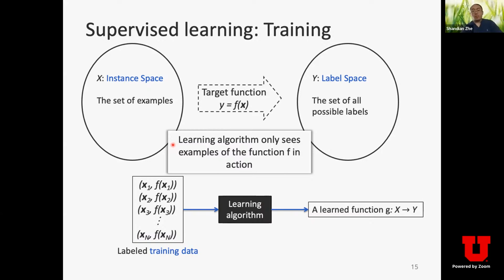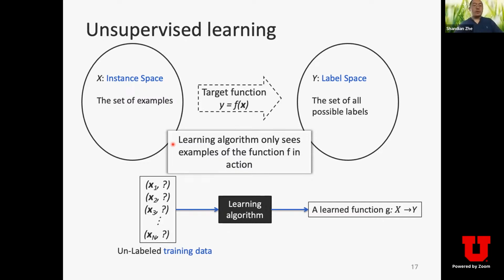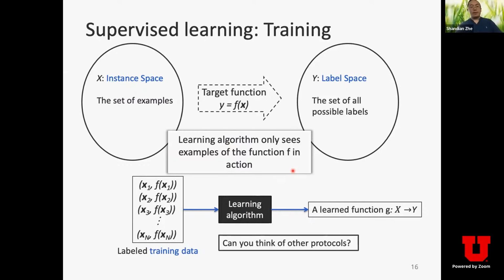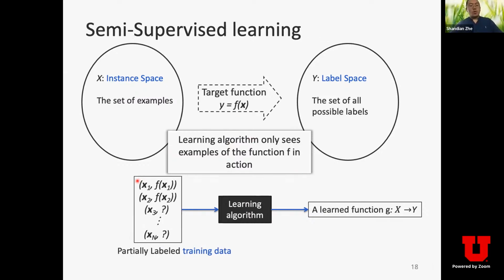So a natural question is, can you consider other protocols? A very naive change would be, why don't we just remove all the labels? I just sample a bunch of instances. Can you learn this mapping? If you're doing this, it's called unsupervised learning. And further, if you mix your data, where part are labeled instances and part are unlabeled instances, it's called semi-supervised learning. So you can see that the learning protocol depends only on how you're going to prepare the data.